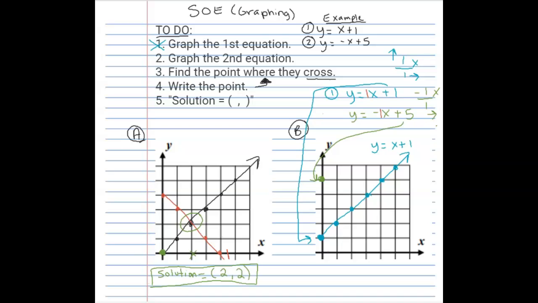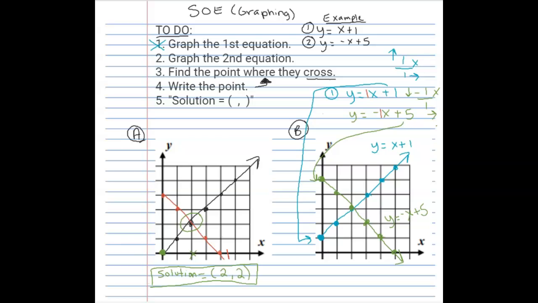The only difference here is because this is negative, I'm going to go down. So here I'm going to go down 1, right 1. Down 1, right 1. Ooh, there's our answer. Still got to finish our points though. Down 1, right 1. Down 1, right 1. Connect our points. Write in our equation.